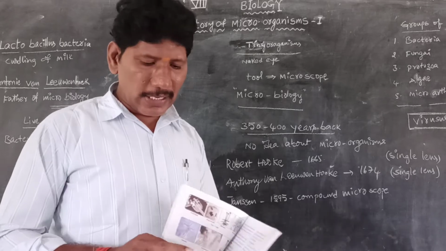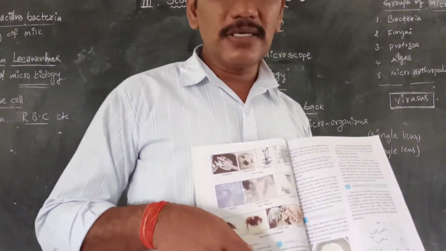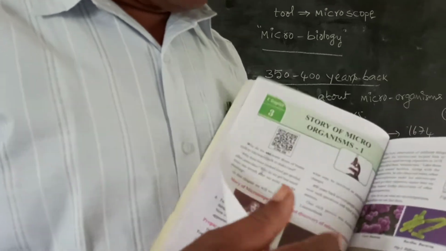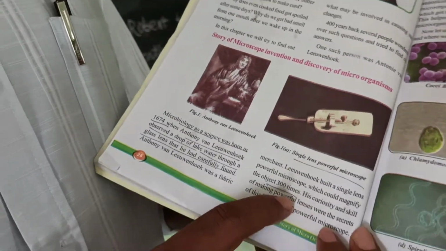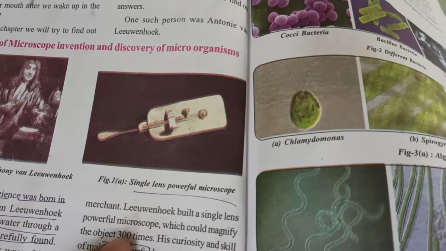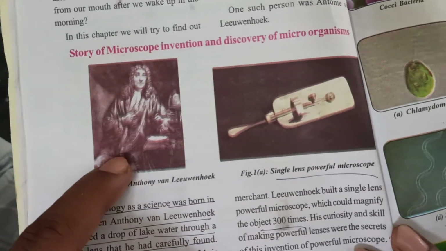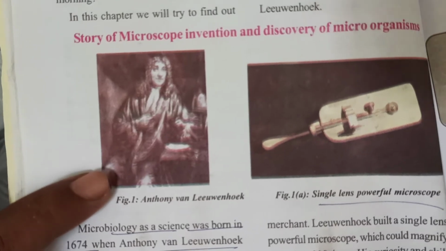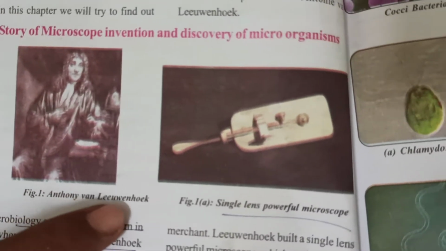Anthony van Leeuwenhoek was actually a merchant, a fabric merchant, who purchased cloths and all. So to find out better quality, he invented his own single lens microscope. So he is called Anthony van Leeuwenhoek. This is the picture of Anthony van Leeuwenhoek.